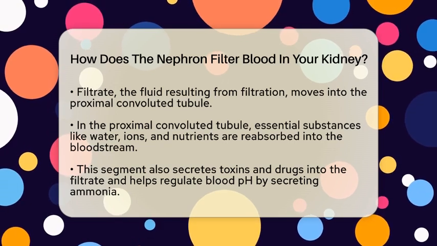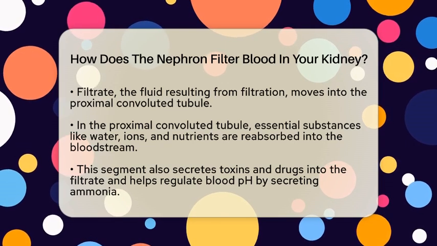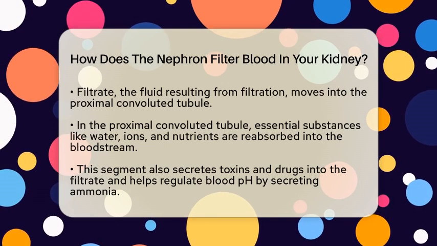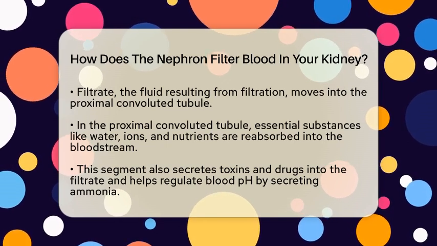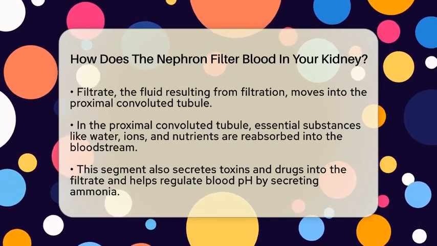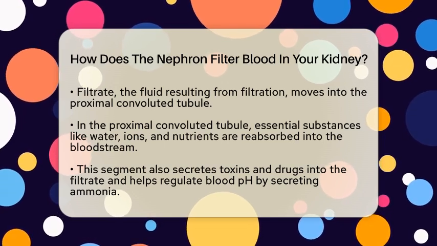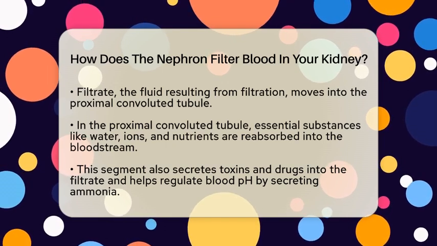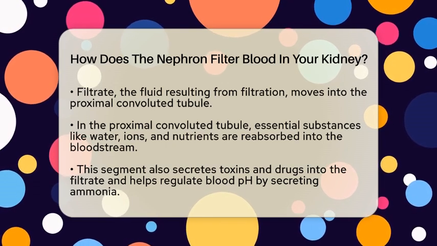tubule. Here, essential substances like water, ions, and nutrients are reabsorbed back into the surrounding interstitial fluid and then into the bloodstream. This part of the nephron also plays a role in getting rid of certain toxins and drugs by actively secreting them into the filtrate. Additionally, it helps regulate blood pH by secreting ammonia, which combines with hydrogen ions to form ammonium.